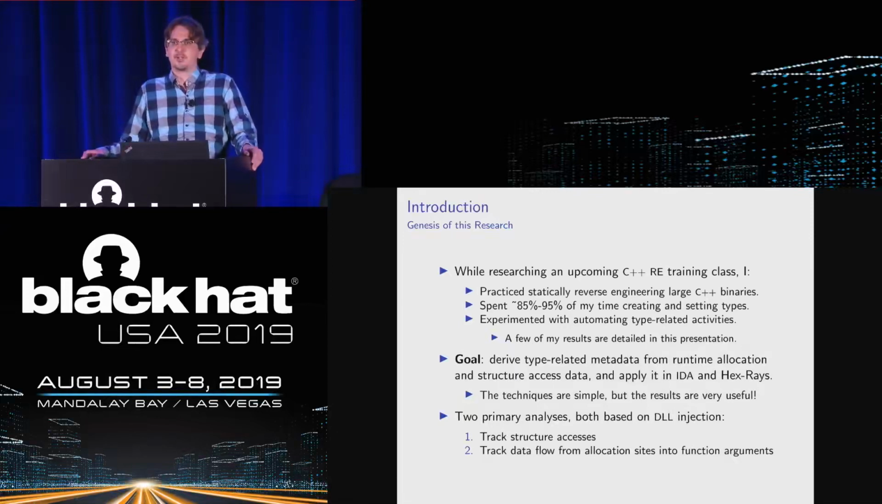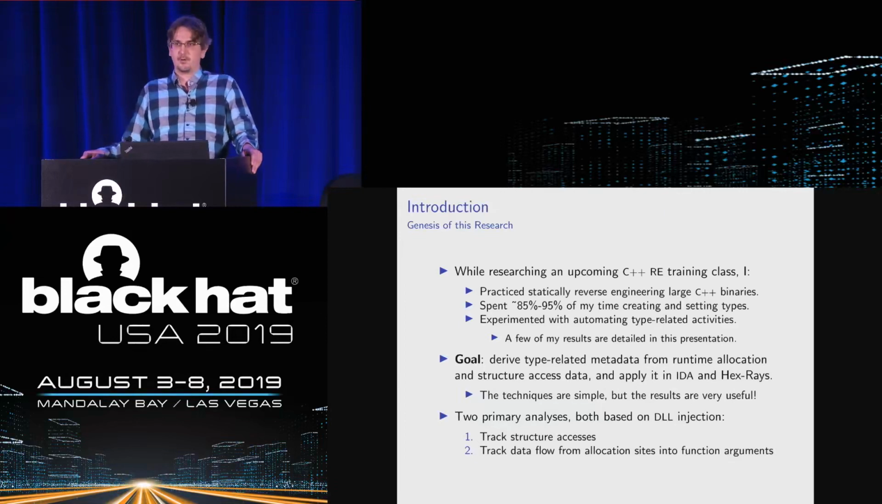And for the first few weeks of this, I was just using the same techniques that I've been using for the past 15 years. And it was working, but it was a slow-going, tedious process. I noticed I was spending 85 to 95% of my time creating type information, that is to say, recreating structures and assigning structures in the disassembly listing, as well as setting types to Hex-Rays variables. And because this was consuming so much of my time, I decided maybe it's a good idea to try to figure out, can I automate these techniques?